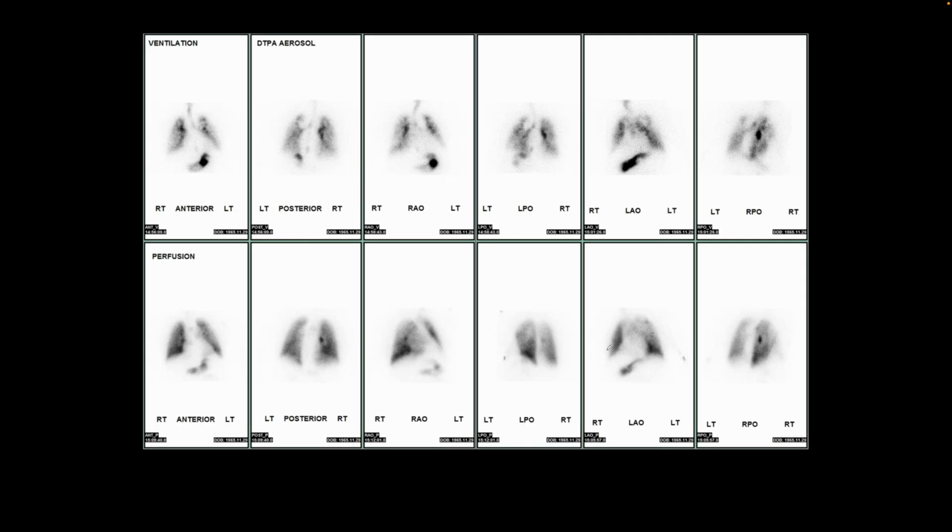This is our next patient, and this patient underwent a VQ scan. The ventilation images using technetium-99m DTPA aerosol are displayed on the top. Perfusion images using technetium-99m MAA are displayed at the bottom.